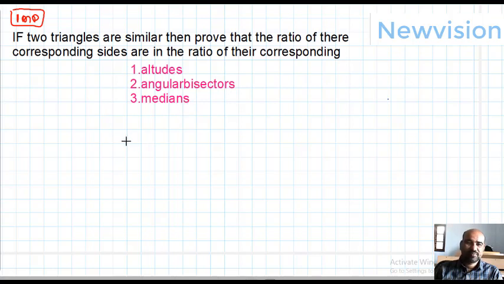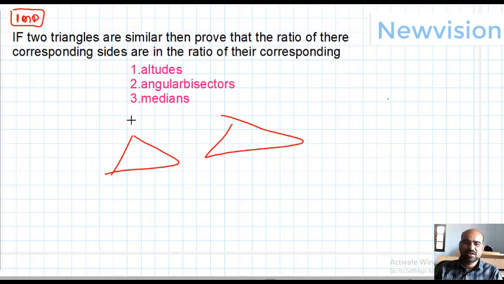First of all, I want to explain the meaning of this. For example, two triangles are given, ABC and PQR. If these two are similar in this order only, I can say AB corresponds to PQ, AC corresponds to PR, BC corresponds to QR. If these two are similar, what happens? AB by PQ is equal to AC by PR equal to BC by QR, and angle A equal to angle P, angle B equal to angle Q, angle C equal to angle R.